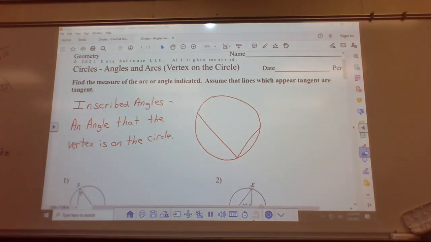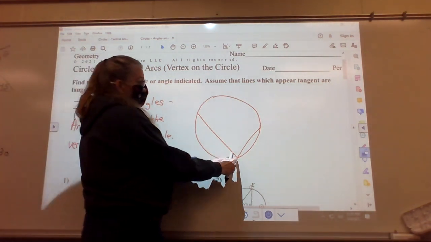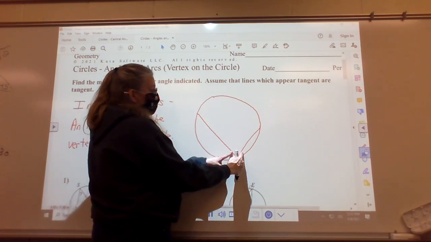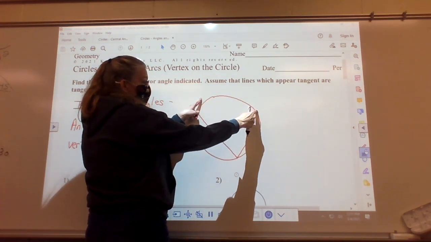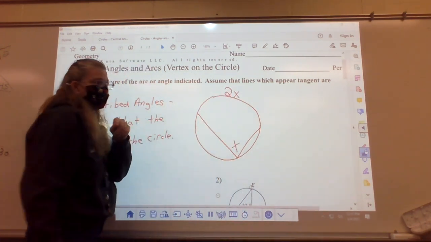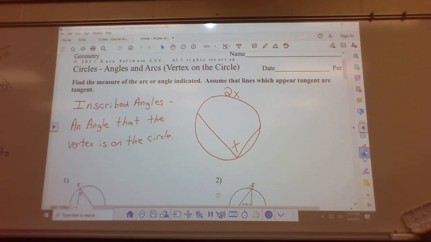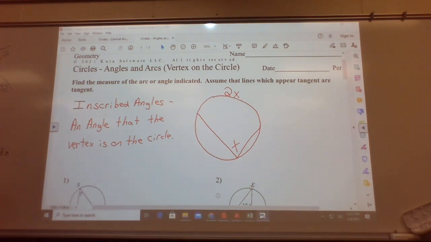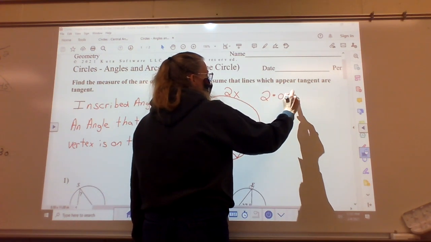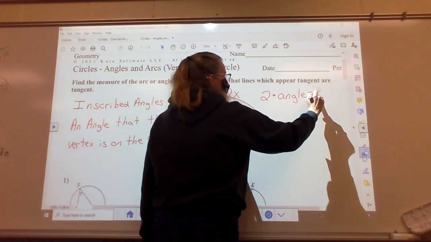So that's an inscribed angle. Now, here's my angle, and it's opening up to this arc, so it's having to actually travel further than the central one did. Whatever this is actually twice as big. So my formula for this one is going to be 2 times the angle equals the arc.